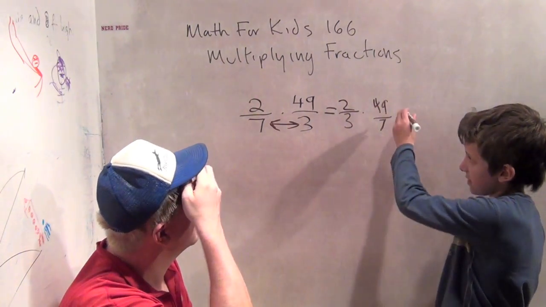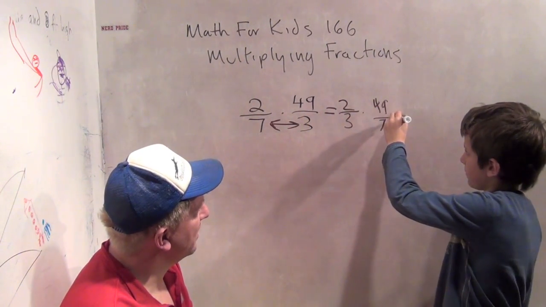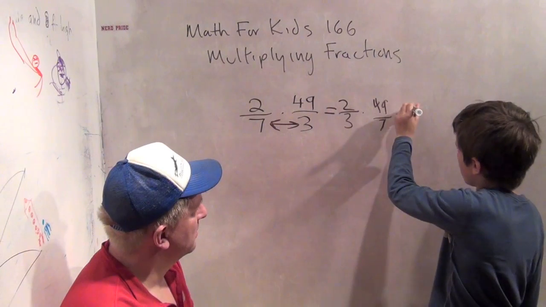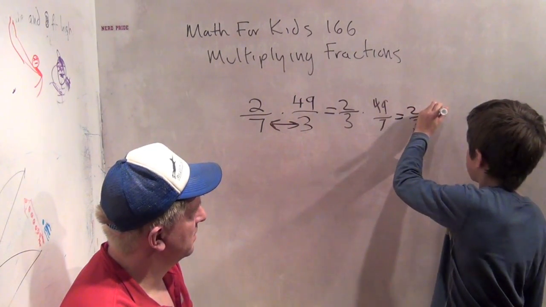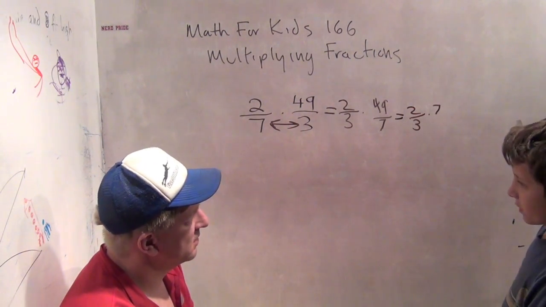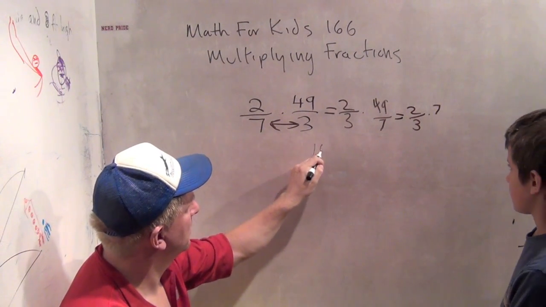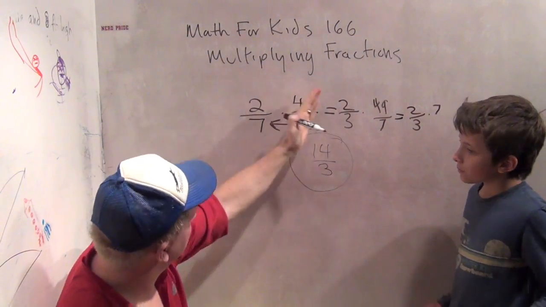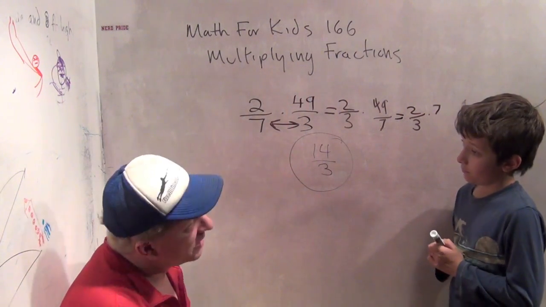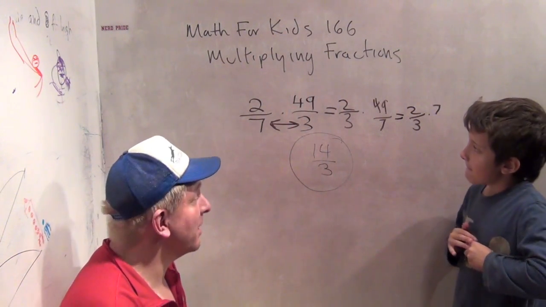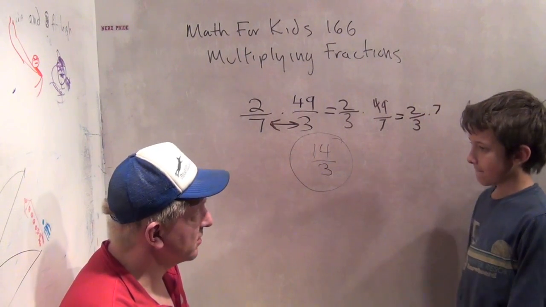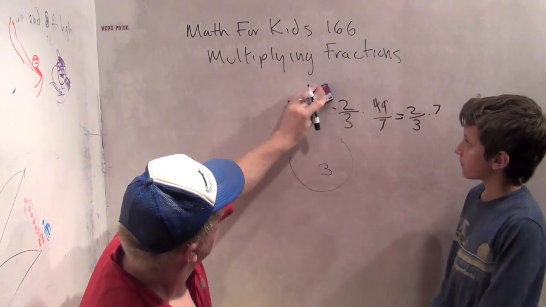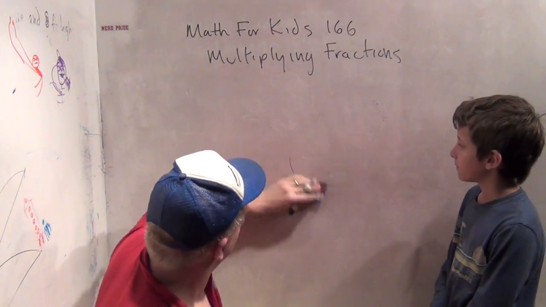Because 49/7 is just 7. So this is 2/3 times 7. And what's that? Just 14/3. So this crazy multiplication that looks like, oh my gosh, I don't know how to multiply 49 times, blah, blah, blah. But you just get 14/3. You ready for more? All right, here we go.